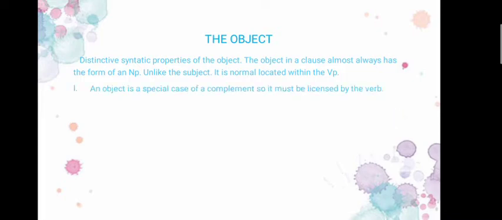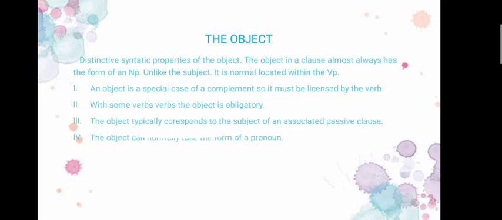1. An object is a special case of a complement, so it must be licensed by the verb. 2. With some verbs, the object is obligatory. 3. The object typically corresponds to the subject of an associated passive clause. 4. The object can normally take the form of a pronoun. 5. The basic object position is immediately after the verb.